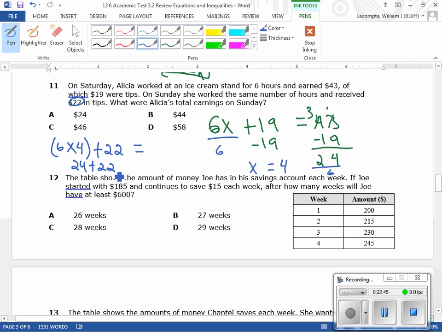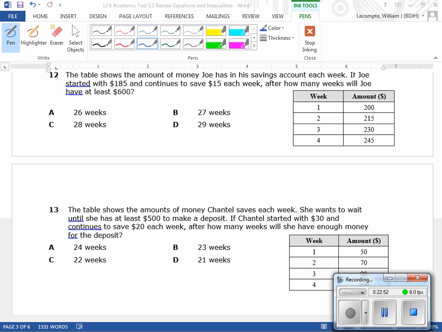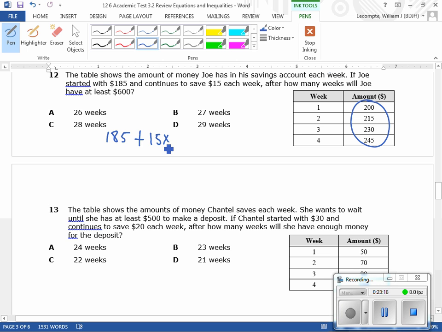Alright, so look at number 12. It says the table shows the amount of money Joe has in his savings account each week. If Joe started with $185 and continues to save $15 each week, after how many weeks would Joe have at least $600? So we started a table over here that we could continue, but we don't have enough room, so we're just going to write an inequality. We got 185 plus 15 per week, and I want at least $600. Alright, so I subtract 185 from both sides.